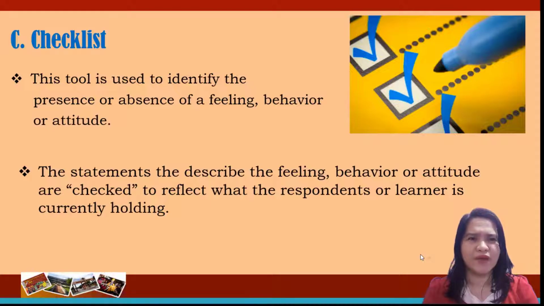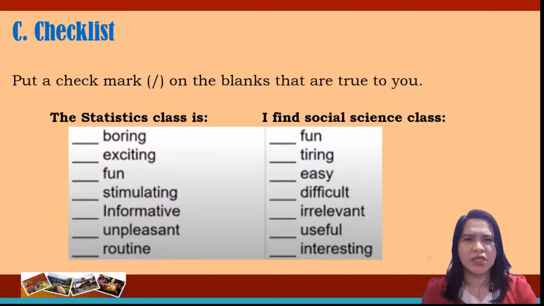This tool is used to identify the presence or absence of a feeling, behavior, or attitude. Here, the behaviors are checked to reflect what feeling, behavior, values, or beliefs the respondents or learners are currently holding. For instance, you want to find out students' perception about statistics class. So here, you will simply list as many words or adjectives as you want, and then you will just check them. In this example, the statistics class is boring, exciting, stimulating, unpleasant, etc.